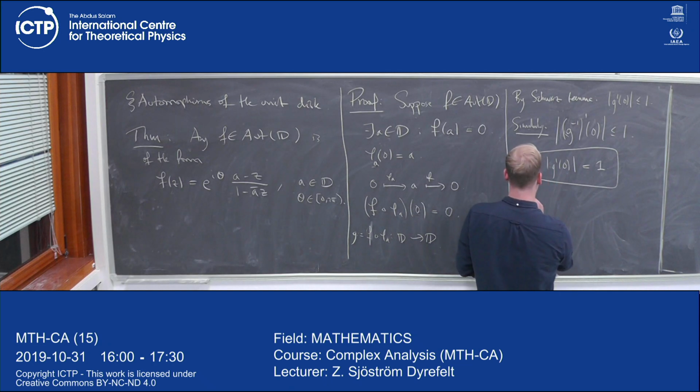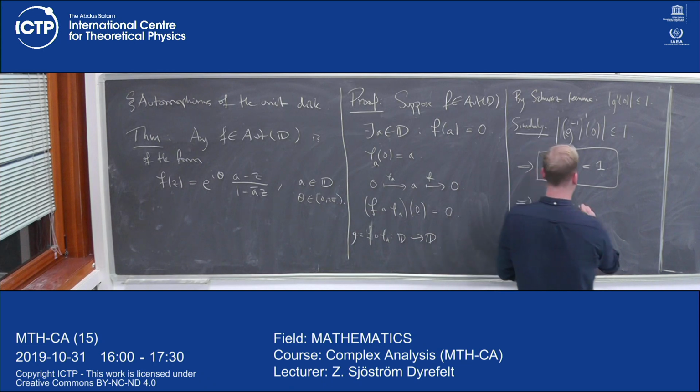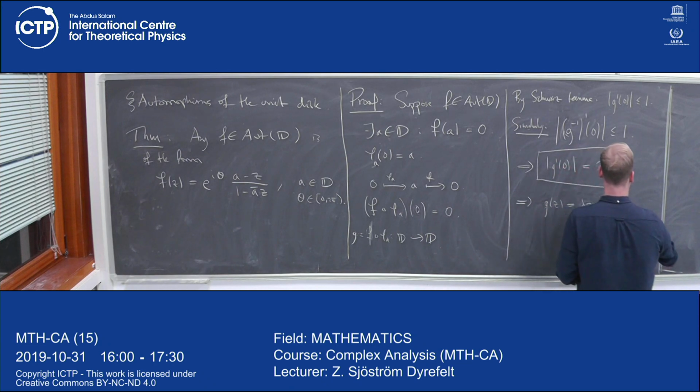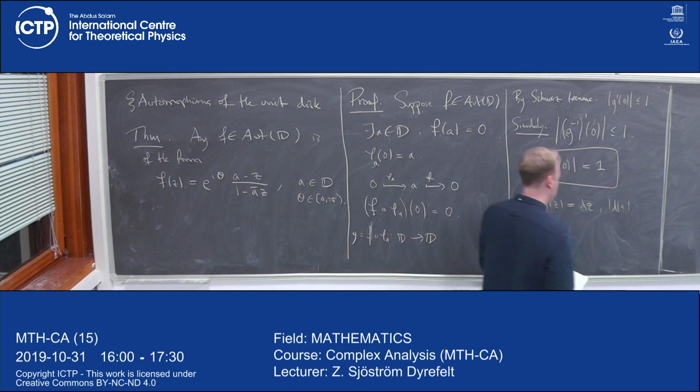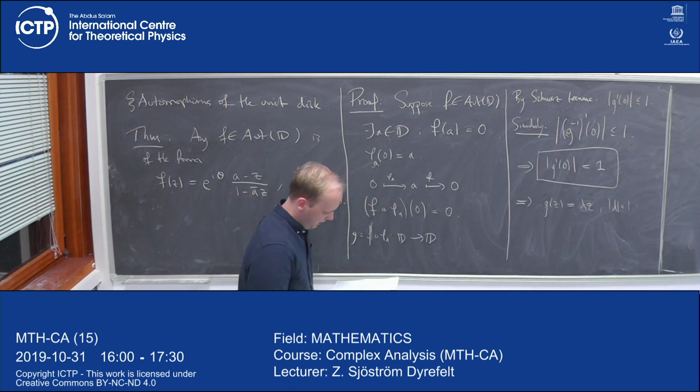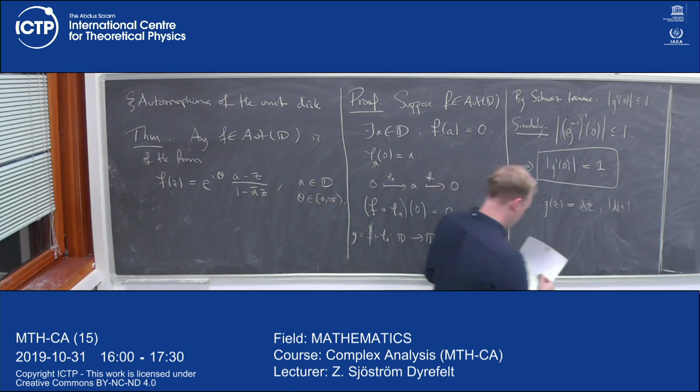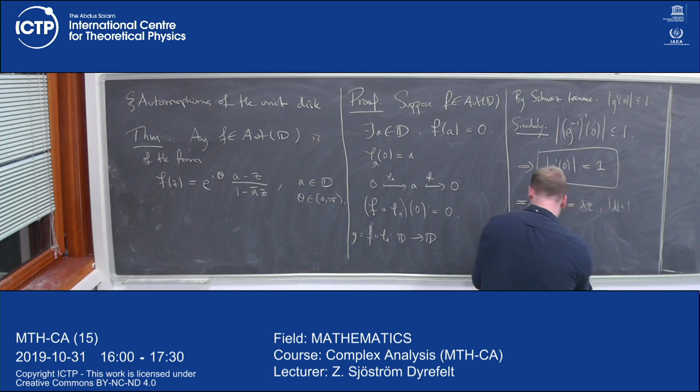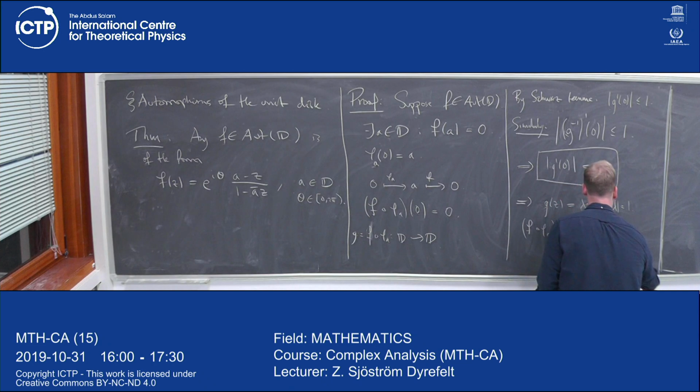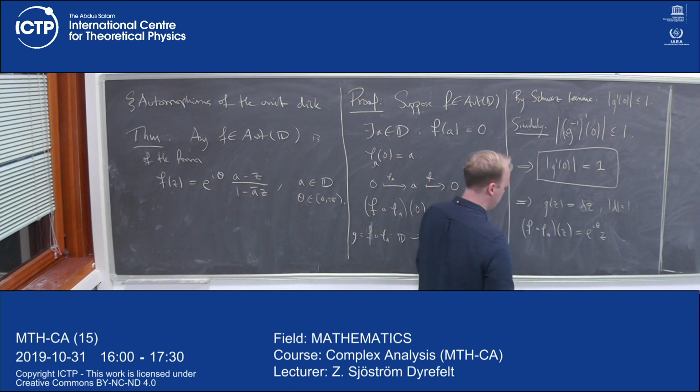So this means, again by Schwarz, that g of z is equal to e to the i theta, or let me write lambda z, where the absolute value of lambda is 1, so it's a complex number. So it is almost the identity. In other words, what we have is that this thing here is e to the i theta times z.